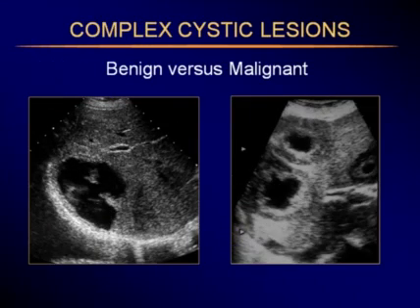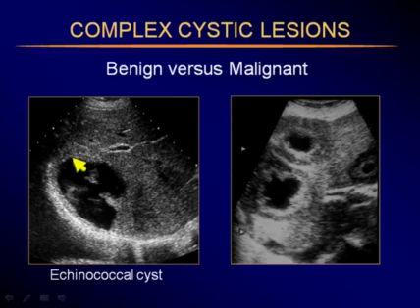Other complex cystic masses can occur. We can have benign, we can have malignant. This happens to be metastases that are complex cystic lesions. This one is an echinococcal cyst with internal debris.